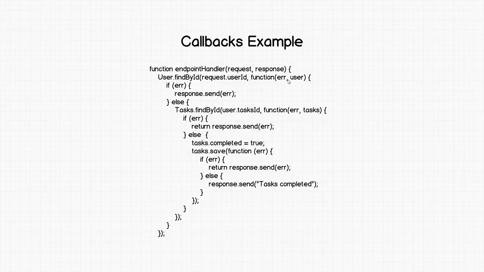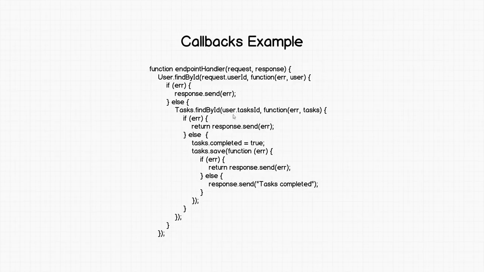Now you see that we have this other argument called user, and what's going to happen is this function over here, user.findById, in case there are no errors and in case it is able to find that particular user, it will send that user to this callback function, and it will be stored in this variable called user. So now we have access to this user in this callback function from here to here by referencing this user variable.